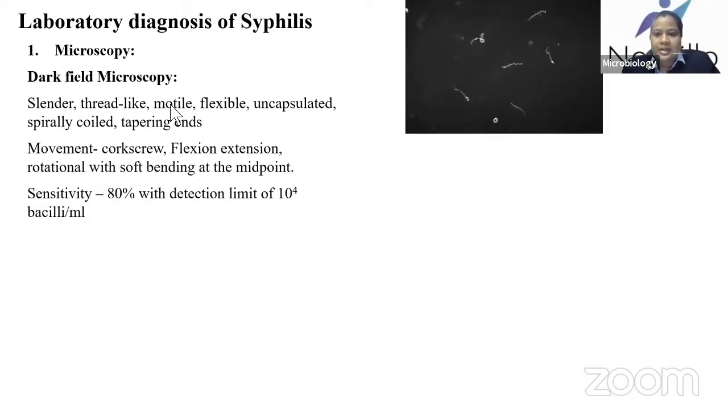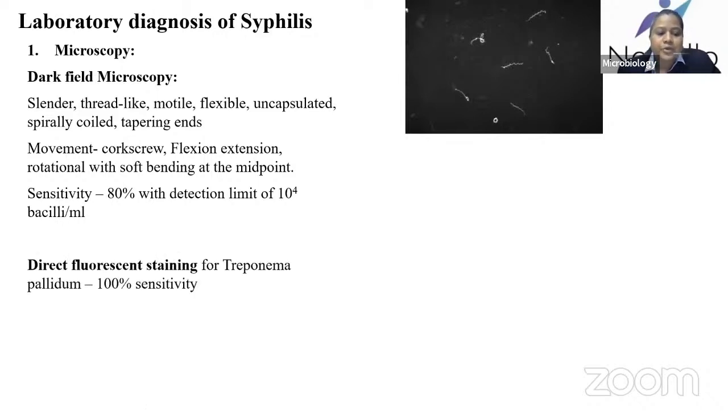So this picture here, as I've already shown you, shows a dark field microscopy where you can see the thin, bright looking bacteria in the dark background. So this particular picture in a dark field microscopy would be diagnostic of syphilis.